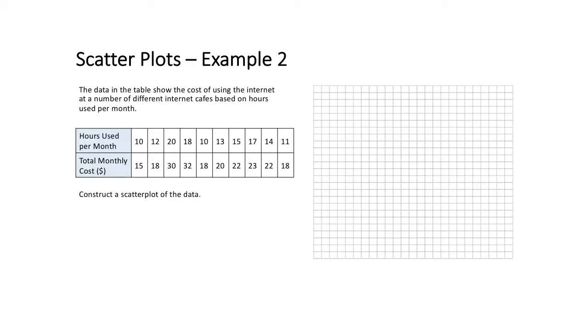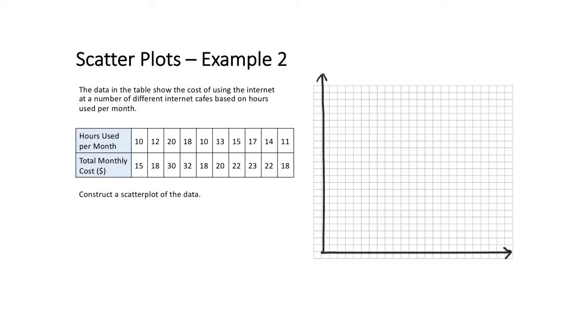In the example, we have data in the table that shows the cost of using the internet at a number of different internet cafes based on hours used per month. We want to construct a scatterplot to be able to display this information. So the first step in constructing the scatterplot is to add in my x and my y axes.